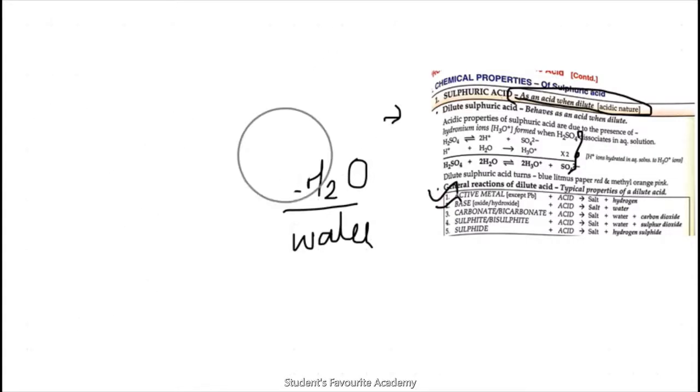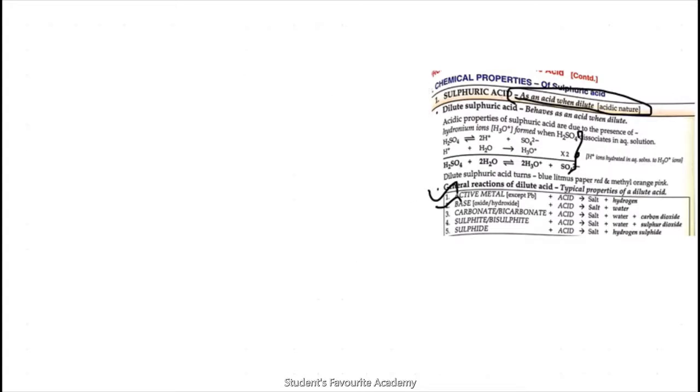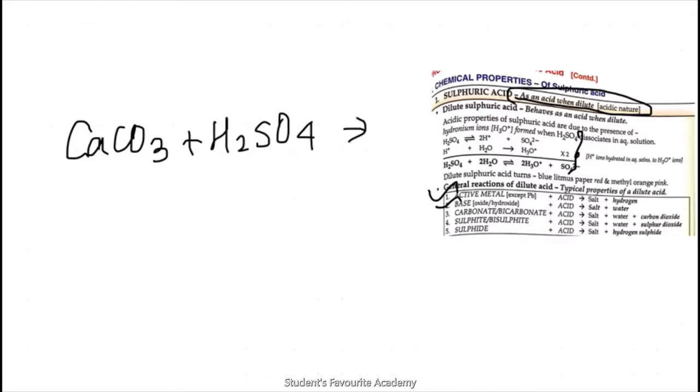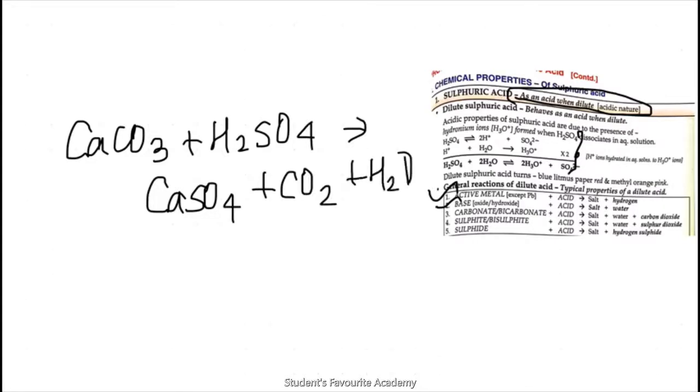Okay, so if we want to take an example of carbonate, I can take CaCO3, calcium carbonate. When this reacts with H2SO4, what is it giving me? It is giving me CaSO4, that is my sulfate, which is again a salt. Then it is also liberating carbon dioxide and water. So whenever a carbonate reacts with dilute sulfuric acid, it gives me salt plus carbon dioxide plus water.